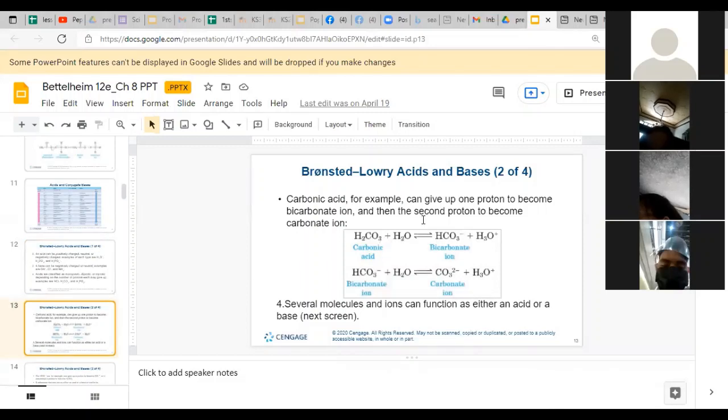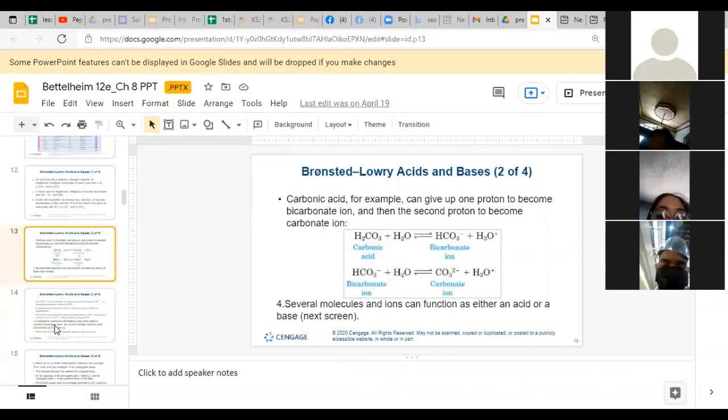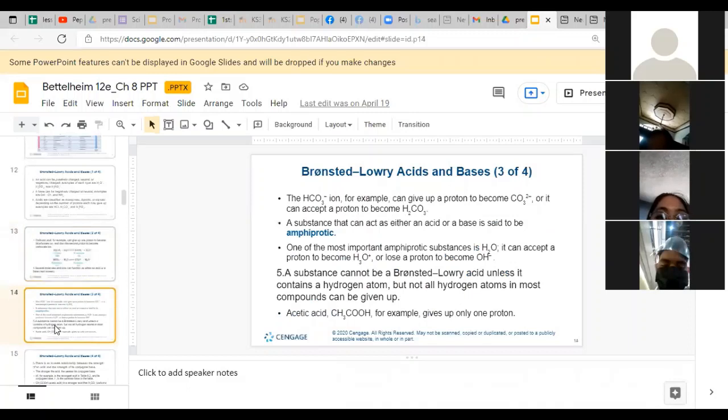So carbonic acid can give 1 proton to become the bicarbonate, and the bicarbonate ion can give up 1 proton to become the carbonate ion.